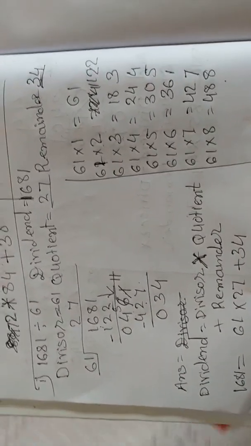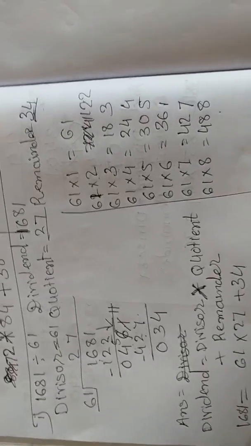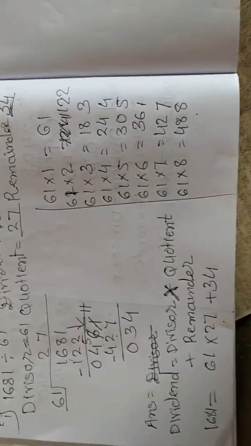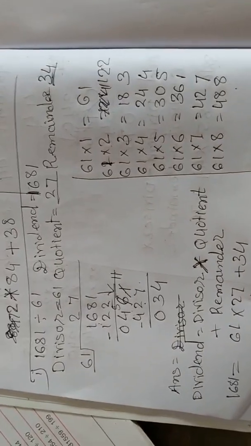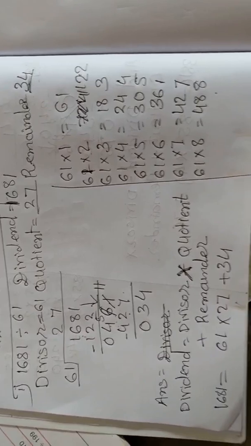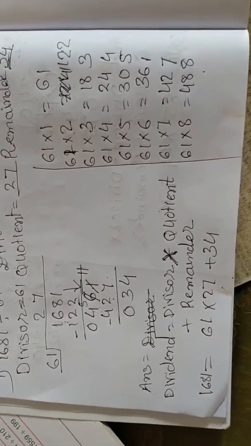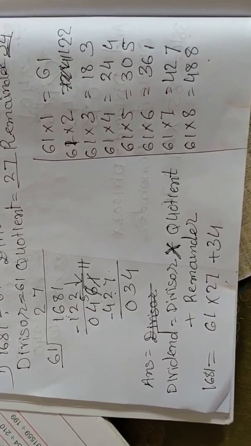Okay students, I hope so your work is complete. Now your homework is you have to complete the remaining sums. You have to complete them and send them to me before 1:30 in the WhatsApp group. Your homework timing is before 1:30, so you have to complete your work and send me the homework before 1:30.